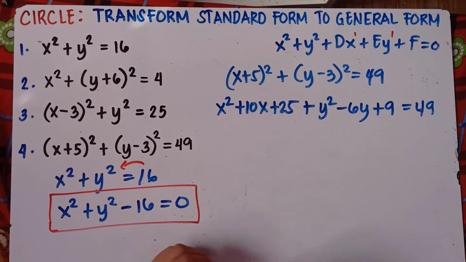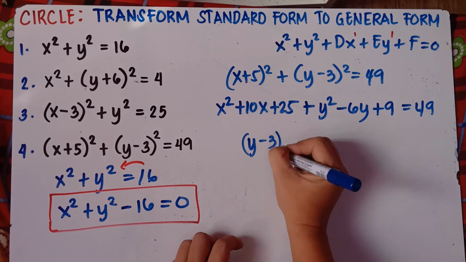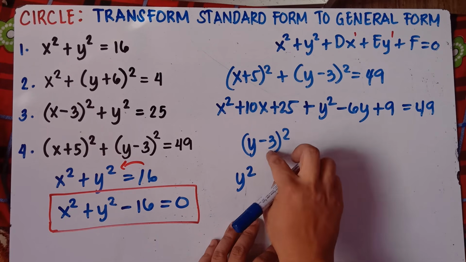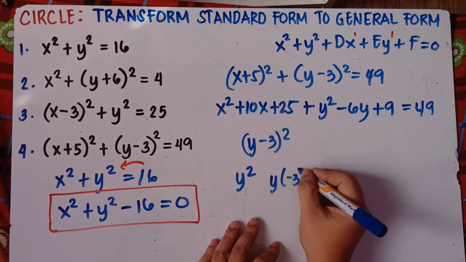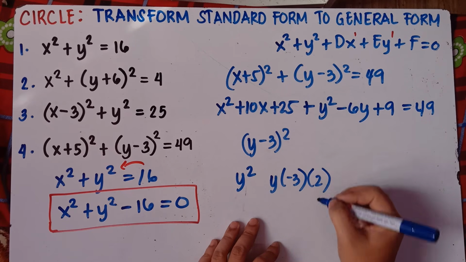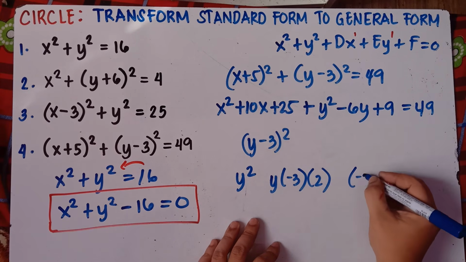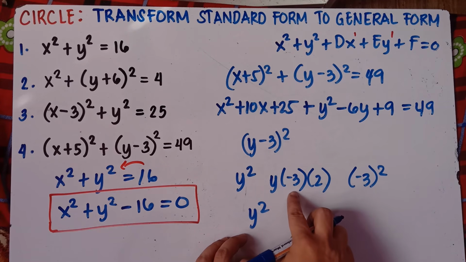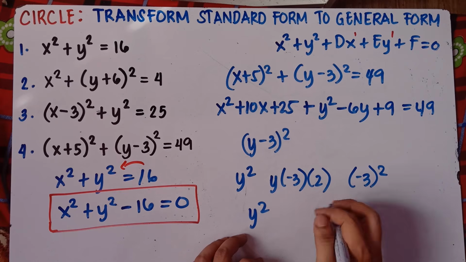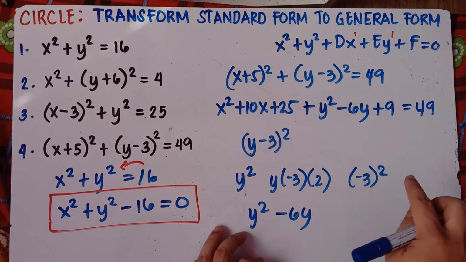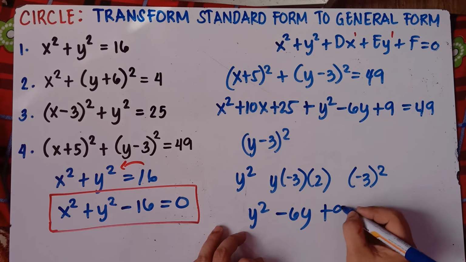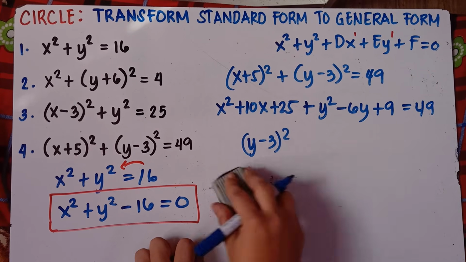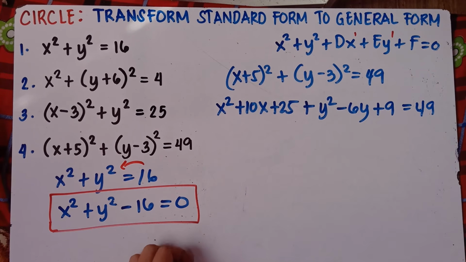Alright, and for this one, (y minus 3) squared. So you square the first term, y times y, that is y squared. You multiply the first term and second term, y times negative 3 times 2. And then you square the last term, negative 3 squared. So this will be y squared, y times negative 3, that's negative 3y, times 2, that's negative 6y. Then negative 3 times negative 3, that's positive 9. So you have this answer, class. So master the square of binomial, for you to really answer this one easily.